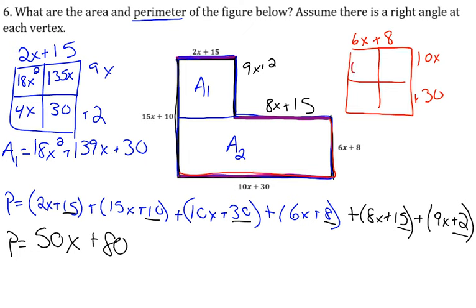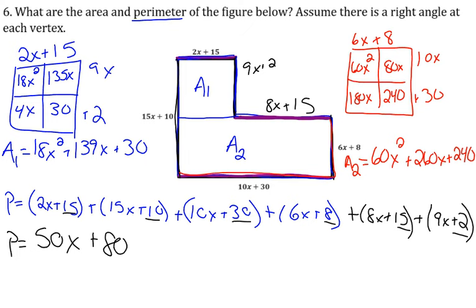6x times 10x is 60x squared. 8 times 10x is 80x. 6x times 30 is 180x. 8 times 30 is 240. Add those together now, and we get the area of the second region is 60x squared plus 80 plus 180 is 260, so 260x plus 240.